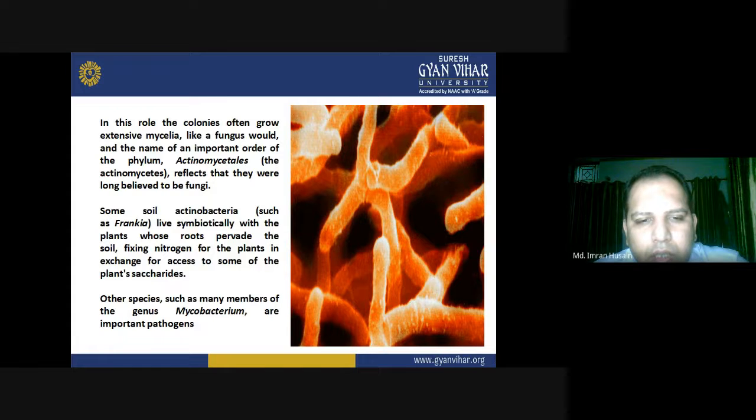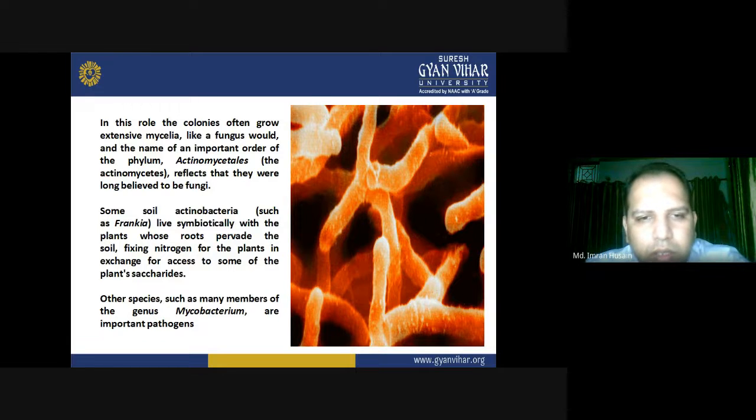Other species, such as many members of the genus Mycobacterium, are important pathogens. But here you can see that from the very early beginning, the actinobacteria is vitally playing all the beneficial factors and is a major benefactor for human beings.